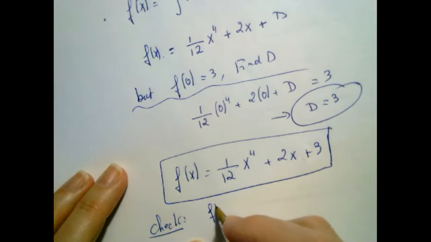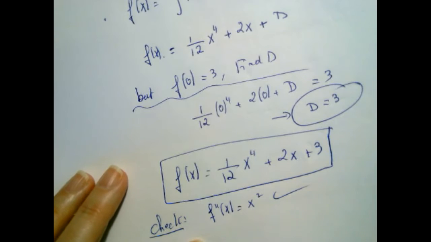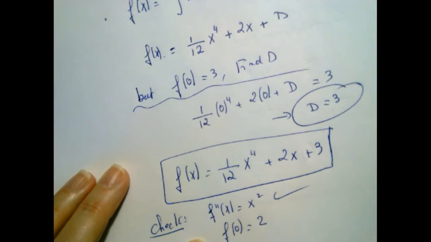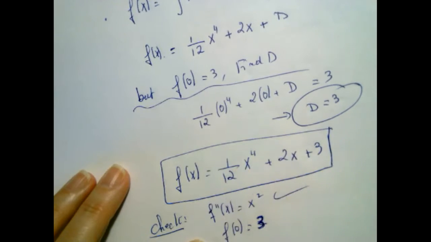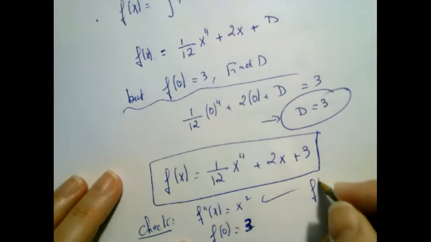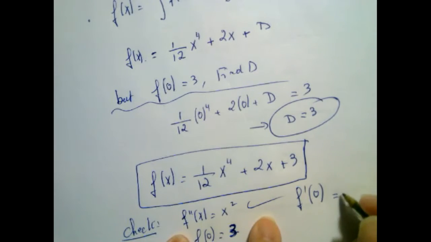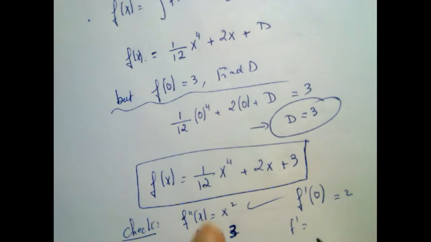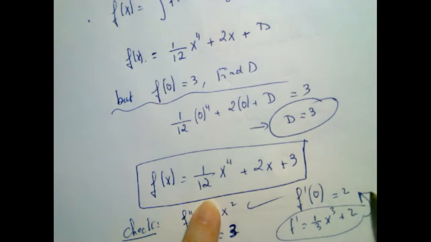First, check that the second derivative is x squared. That's easy. Then we have to check that my function takes 0 to 3. If I plug in 0 for f, I'm getting 3. And then I have to check that my function takes f prime at 0 to 2. So let's check that. What is f prime? F prime is 4 over 12, which is 1/3 x cubed plus 2. So plug in 0, I get 2.